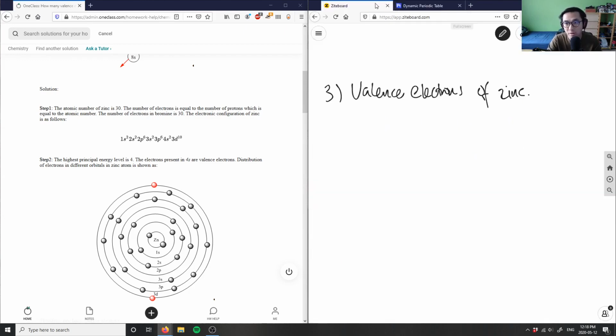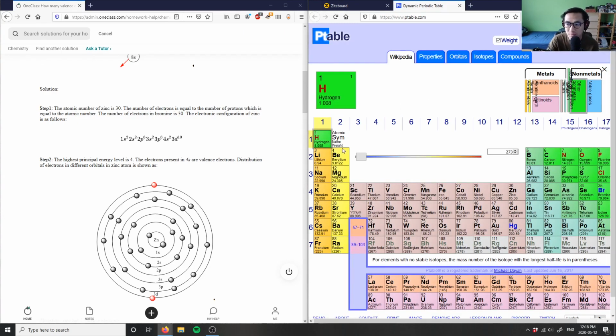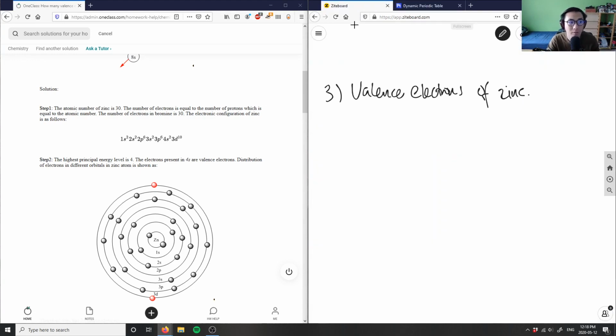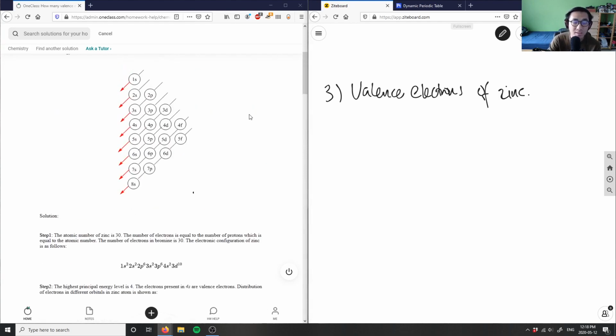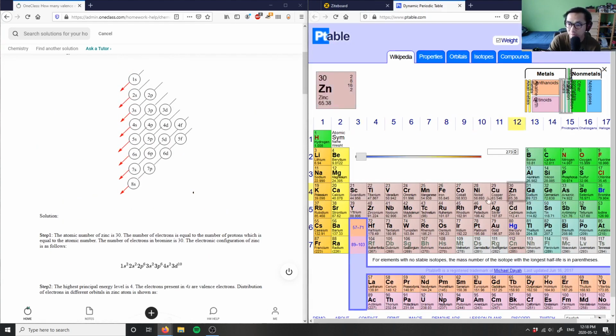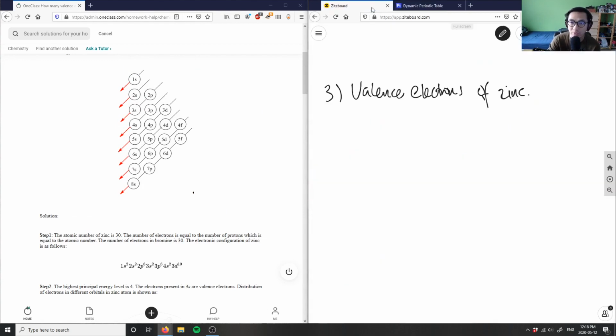Recall that Bohr-Rutherford is basically limited to the first two rows of the periodic table, and after the third row it becomes invalid, due to the creation of SPDF orbitals. You have the D block and the F block as well that totally do not follow the Bohr-Rutherford theory. In this case, zinc is in the 3d10 block, right? So we can't use Bohr-Rutherford, so we need to use the electron configuration diagram here.